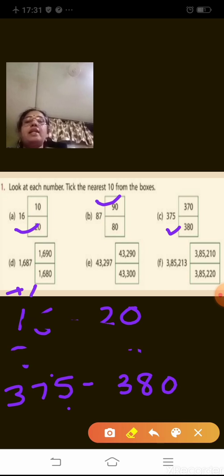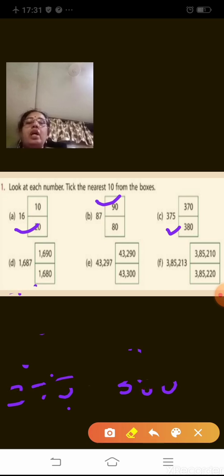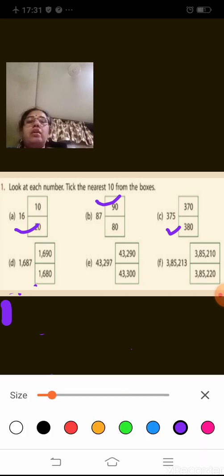Now coming to the next sum, that is 1687. 1, 6, 8, 7. Now here the number is 7. So you will add 1 to the number in the tens place. So when you are rounding off the number, it becomes 1690. So your option is the first one.